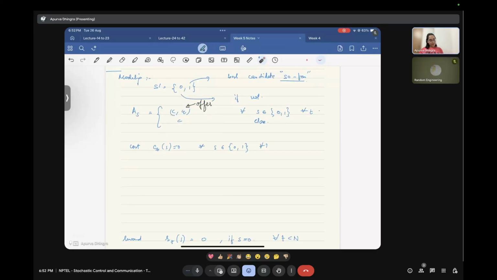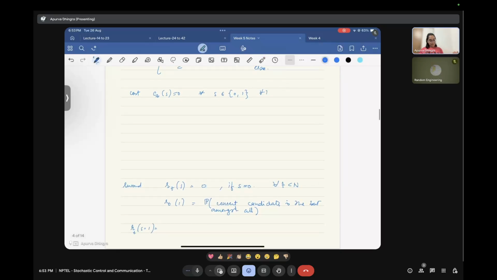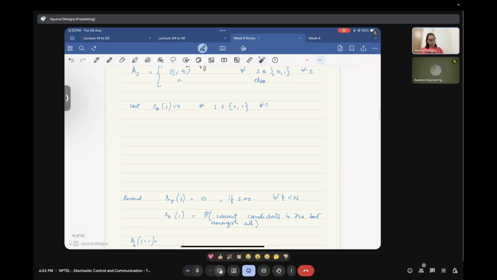So if a candidate is passed on, like not chosen, then we are saying that there is no cost. The problem could be in such a way that there is some positive cost. But in this particular example, let's say there isn't. Then further on, the reward is of this kind.